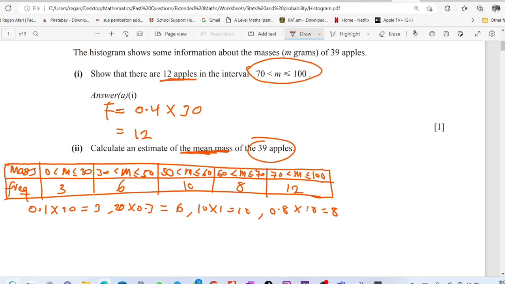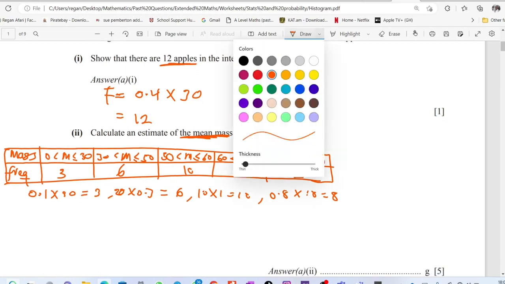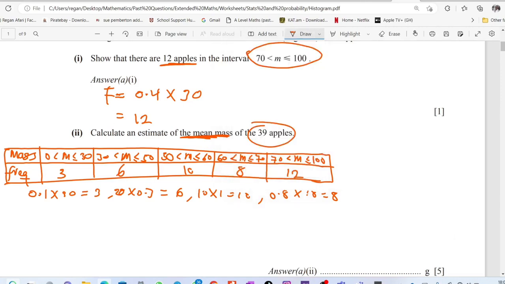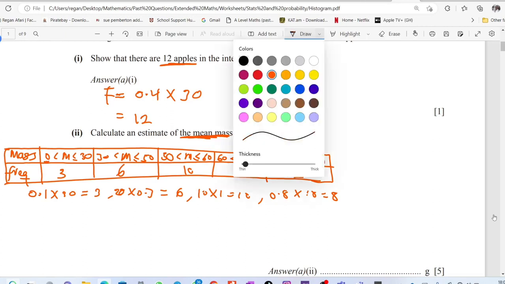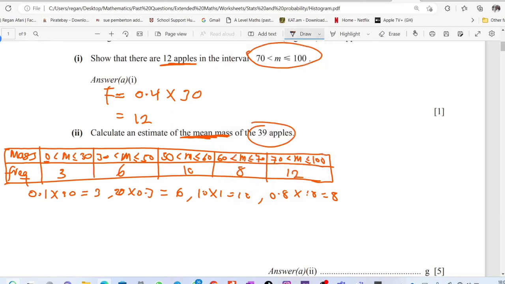If you don't get 39, you've made a mistake, okay? Because they told you that you are dealing with 39 apples. Right, the next thing that you want to do is to find your midpoints. So you just add this value to that value, and then you divide by 2.